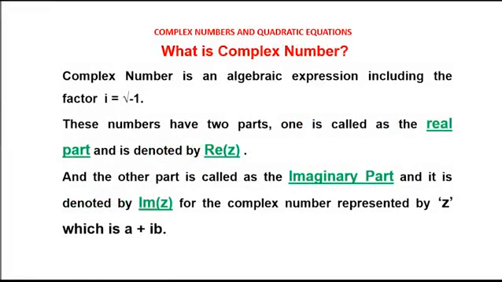So what is a complex number? A complex number is an algebraic expression including the factor i is equal to square root of minus 1. So the square root of minus 1 is defined as i. i is nothing but the first letter of the word imaginary, or sometimes they call it iota. These numbers have two parts. One is called the real part and another one is called the imaginary part.